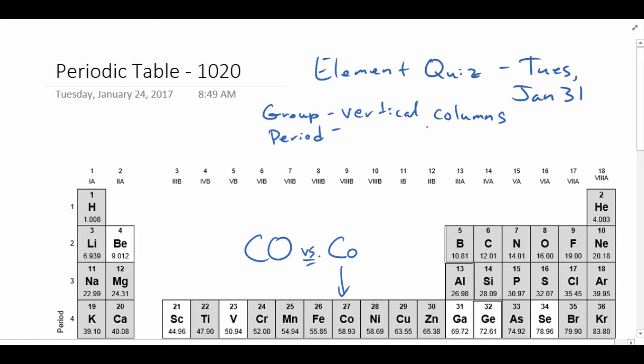And that's because elements in the same group tend to have similar chemical properties. So what we observe for lithium is a similar property for sodium. It's a similar property for potassium. What we observe as a property of phosphorus is similar to a property of arsenic. So again, elements in the same group tend to have similar chemical properties.